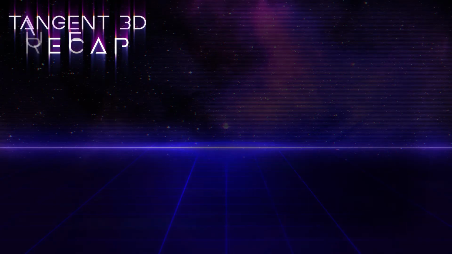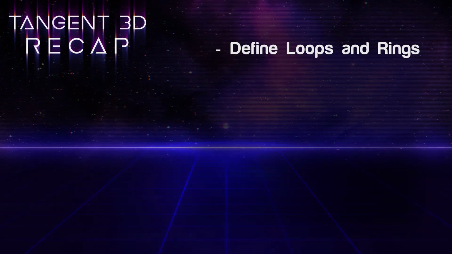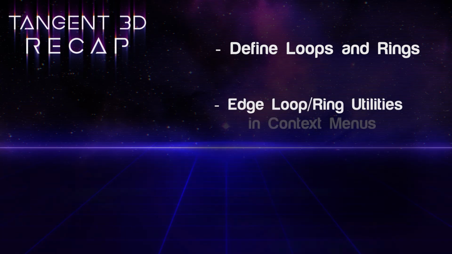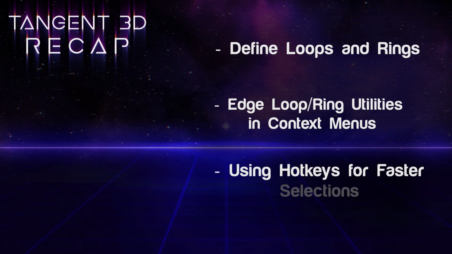Okay, let's go ahead and recap. First off, we defined the difference between loops and rings. Next, we looked at the edge loop and ring utilities from the context menus. And finally, we looked at some hotkeys we could use for even faster selections.